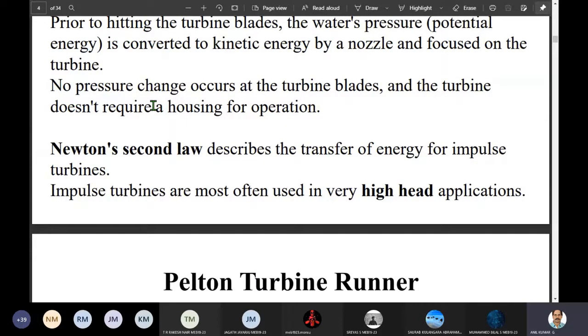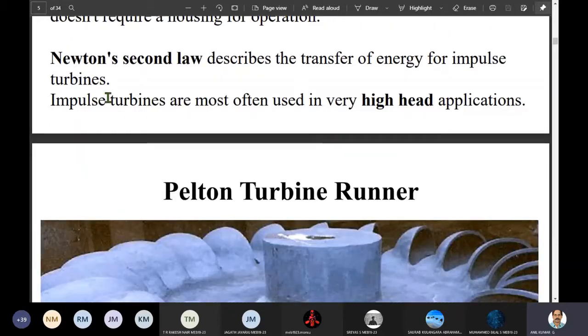So therefore, only for the danger of splashing water and all, the casing is provided. Otherwise, there is no hydraulic function for the casing. And Newton's second law describes the transfer of energy for the impulse turbine. Newton's second law means what? Whenever there is a rate of change of momentum, an external force is exerted.